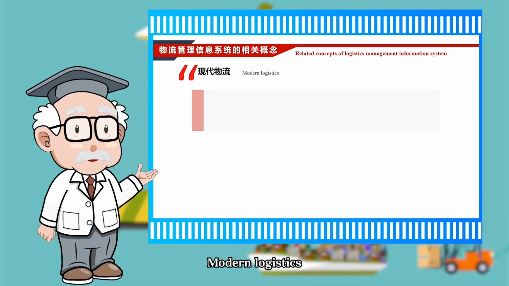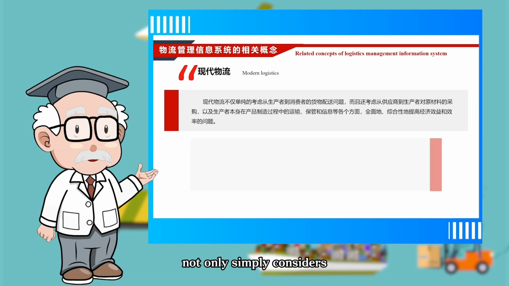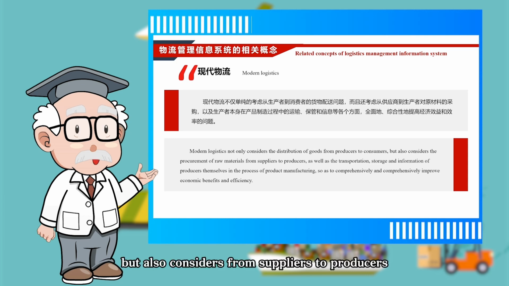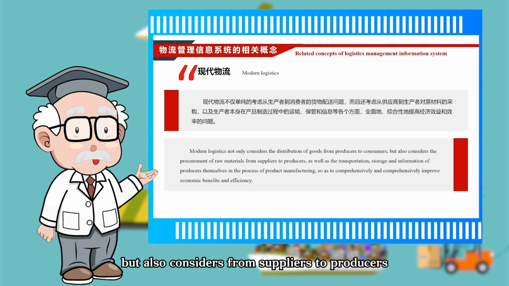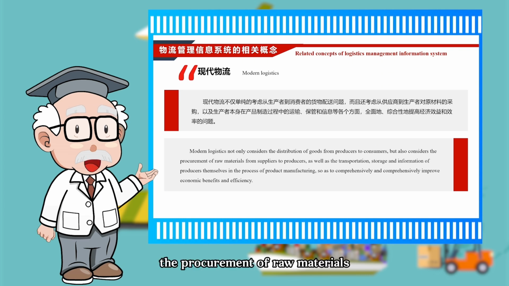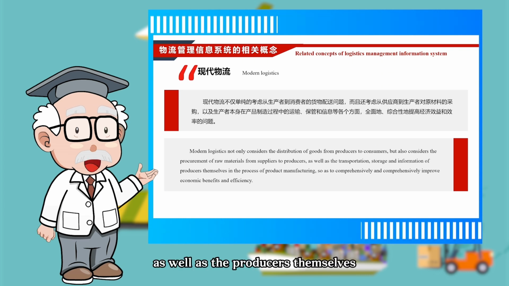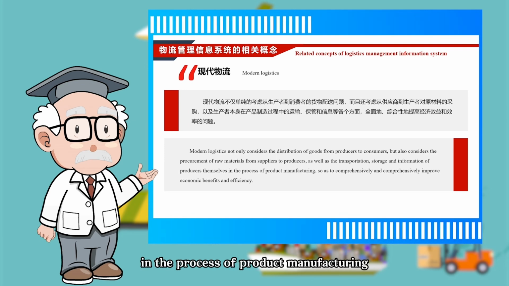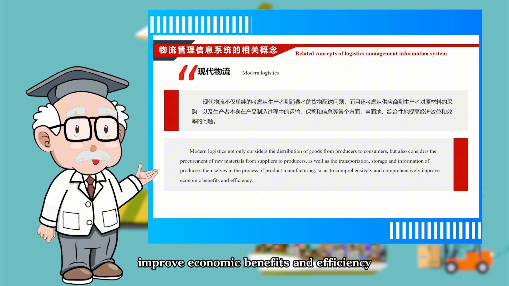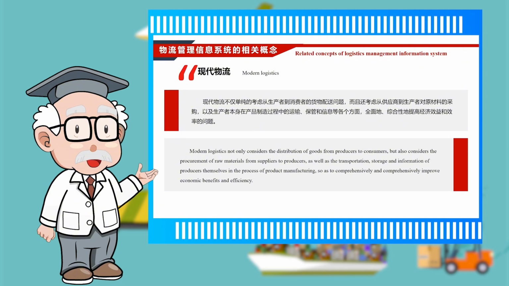Modern logistics not only simply considers the distribution of goods from producers to consumers, but also considers from suppliers to producers the procurement of raw materials, as well as the producers themselves in the process of product manufacturing. Transportation, storage and information, and other aspects comprehensively improve economic benefits and efficiency.